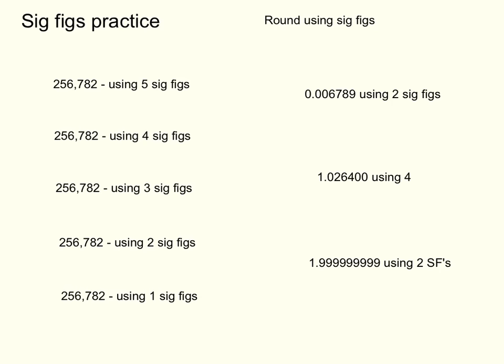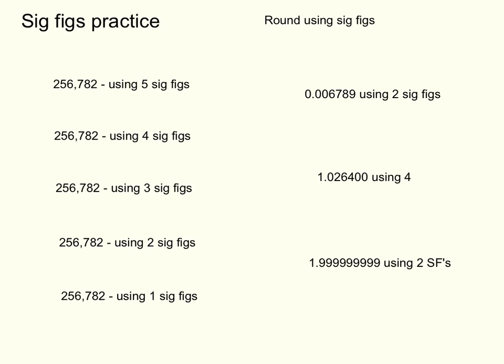Okay, so a type of problem that we'll see is having a number and being asked to round it to a certain amount of sig figs. So let's start off on the left here with 256,782. And I'm just going to work my way down using a smaller and smaller amount of sig figs to round to so that you can see how the number changes.